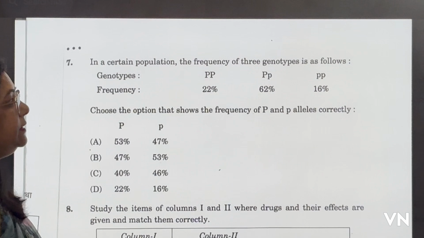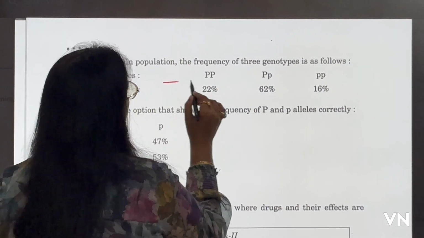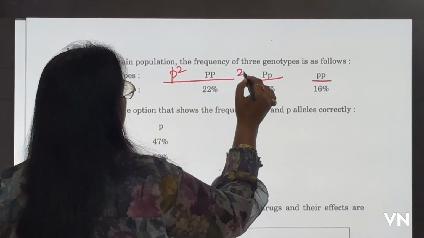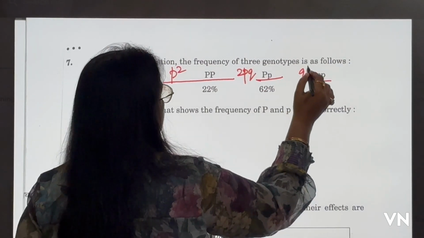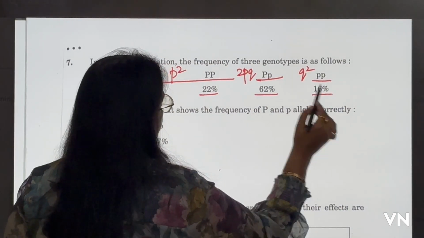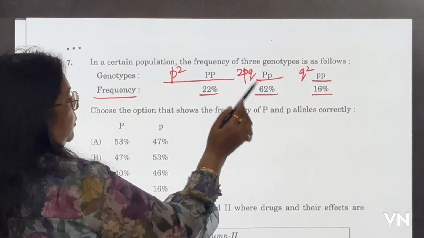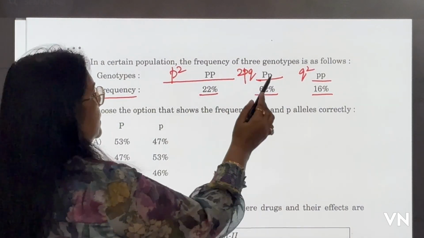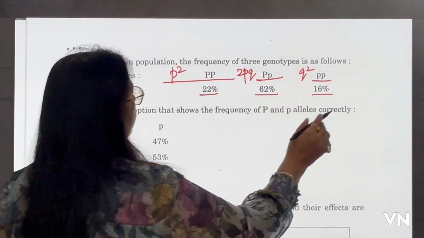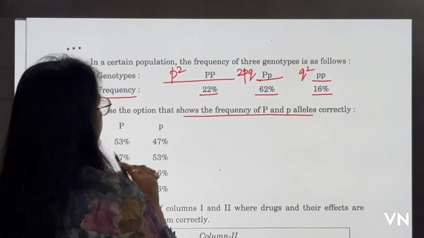In a certain population, the frequency of 3 genotypes is as follows. Genotypes capital P capital P, capital P small p, small p small p, p square is given, 2pq is given, and q square is given in this question. Frequencies are 22%, 62%, 16%, that is 22 people out of 100 are homozygous, 62 people out of 100 are heterozygous, and 16 people out of 100 they are homozygous but recessive. Now you are supposed to find out the value of capital P and small p.